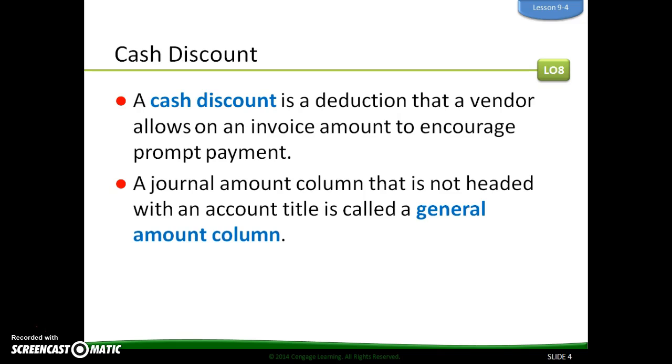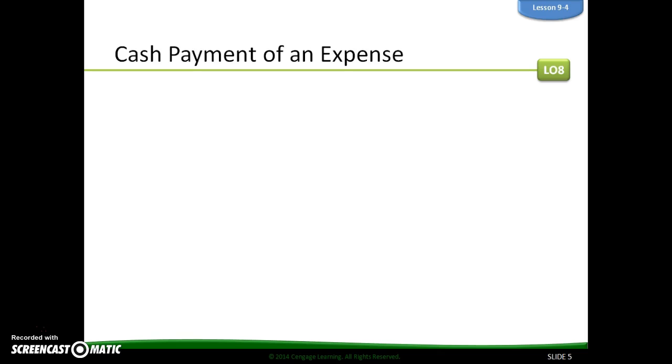Finally then, a journal column that's not headed with an account title is called a general account column, and we'll just want to pay attention to that. All right, so cash payment of an expense.